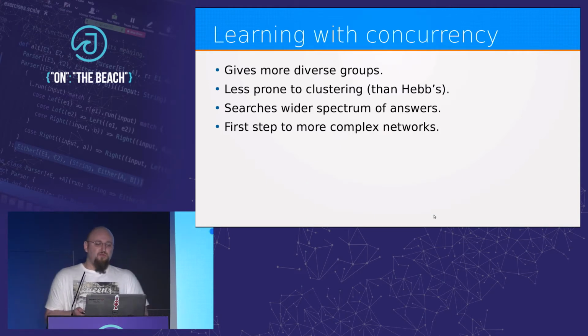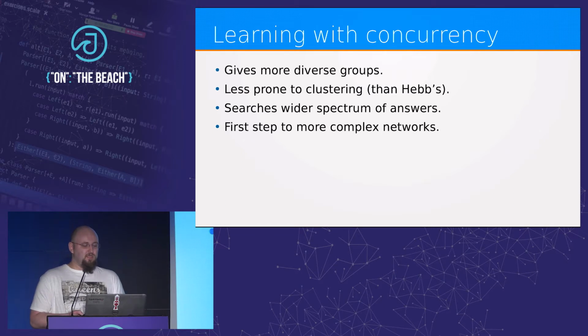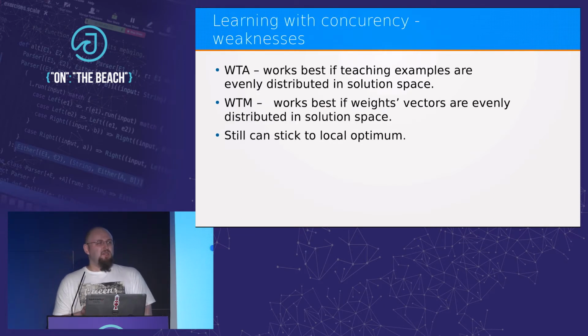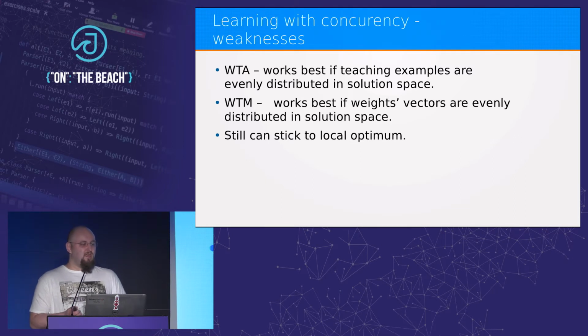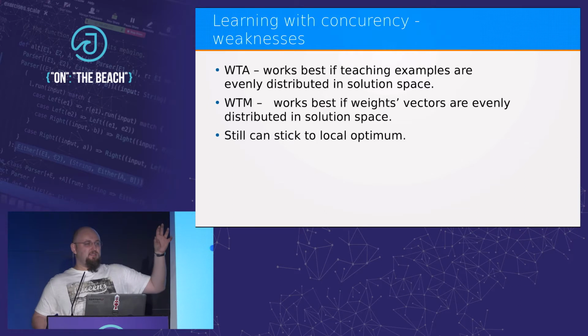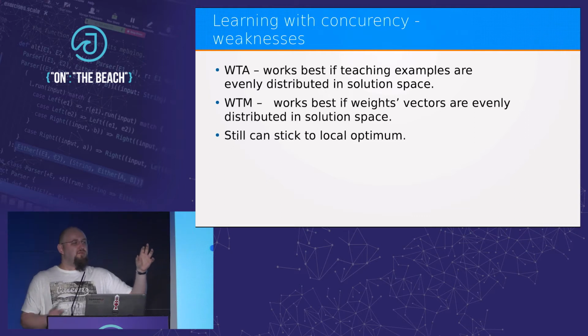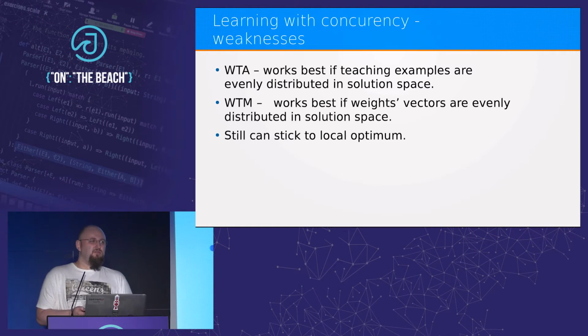It wasn't hard to have three or four diverse groups in winner takes all and winner takes most. It doesn't cluster so much as Hebbian learning, but it also has its downsides, because if you don't work with your data and have all your examples in one place, and on the other hand, all your neurons have values in another, in winner takes all, probably only one neuron will respond, because it will be the closest one to all those examples. So we really need to spread those values on the solution space. And for the winner takes most, it is in reality fixed, but it will take much longer, because all those not so good learning vectors will just need more time to find their own niches.